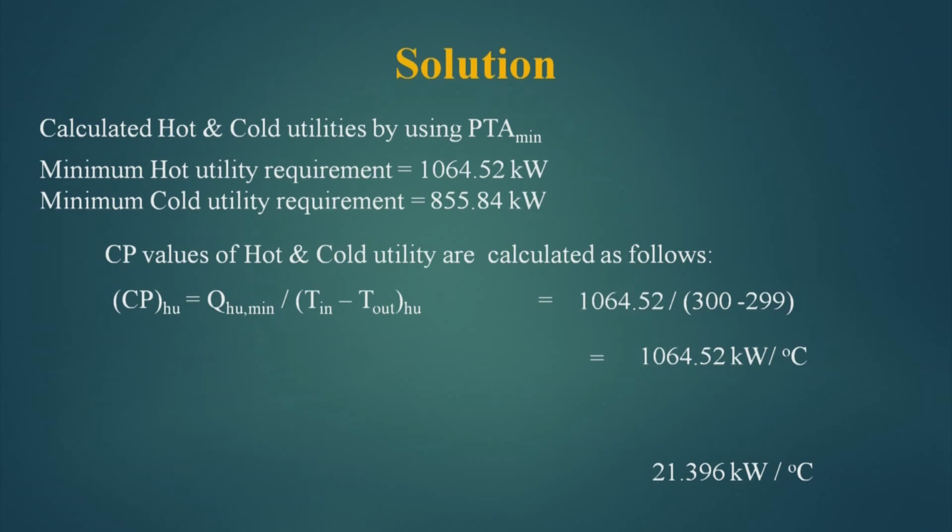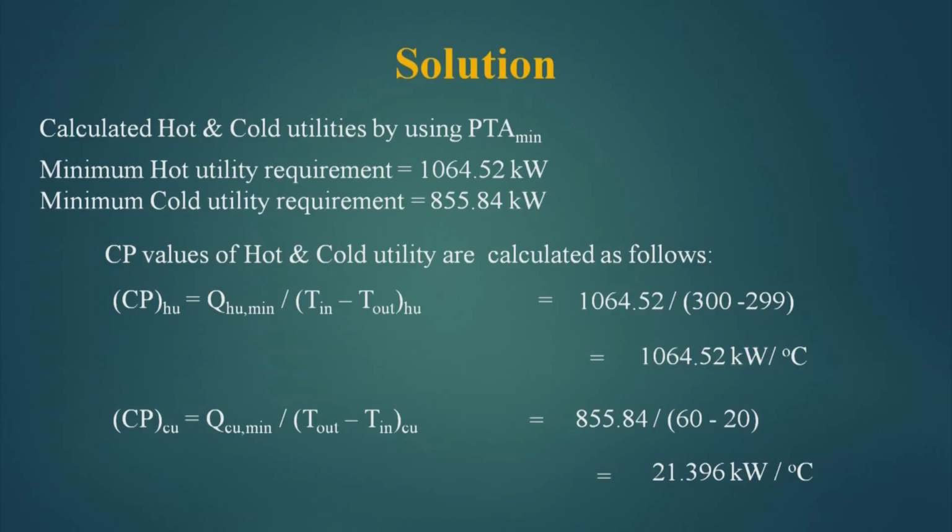Now, if you do the PTA analysis of the stream table which is given to us, then we find that the minimum hot utility requirement is 1064.52 kilowatt, the minimum cold utility requirement is 855.84 kilowatt, and CP values of hot and cold utilities are calculated as follows. For hot utilities we have calculated 1064.52 kilowatt per degree centigrade, and for cold utilities 21.396 kilowatt per degree centigrade.